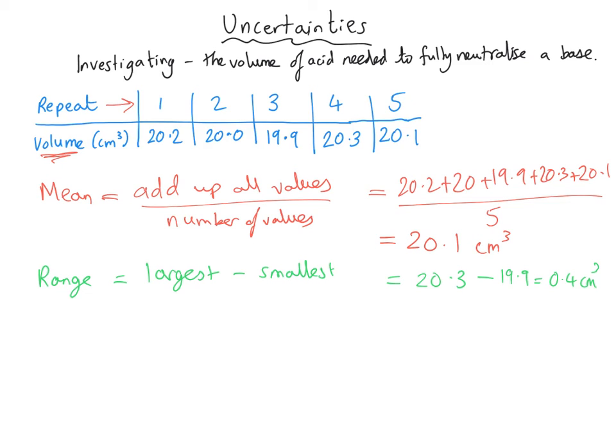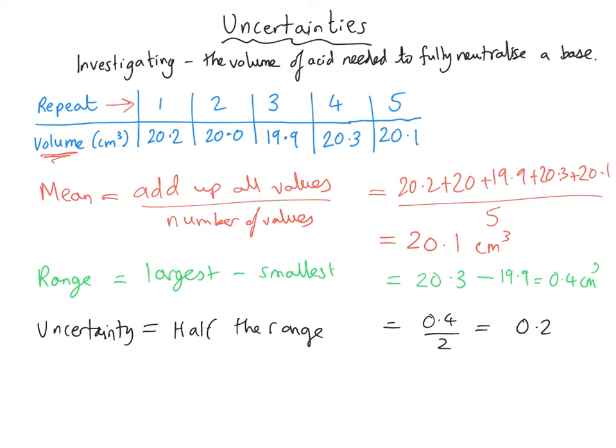This new phrase, uncertainty, is a measure of how far out your values could be, and that's taken to be half the range. And what that means is if our range was 0.4, we need to divide that by 2, and that's obviously 0.2 cubic centimetres. But what the uncertainty means is that we could be slightly higher than we think by 0.2, or we could be slightly lower than we think by 0.2, which is why we've got this plus and the minus here for slightly higher than we think and slightly lower than we think.